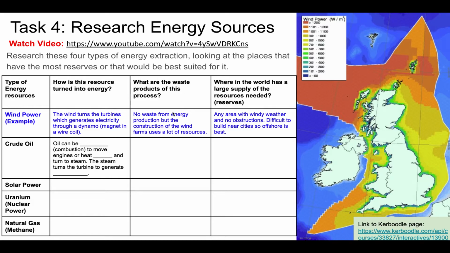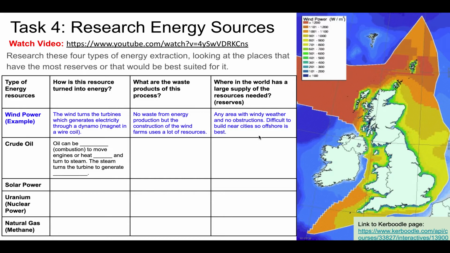Okay. What are some of the waste products of this process? And there may not be lots of them. So for example, with wind turbines, we've got not much waste from the actual energy production, but in constructing the wind turbines, there's a lot of metal in there, there's a lot of wiring, so there is a huge amount of resources that's being used in constructing those wind turbines.